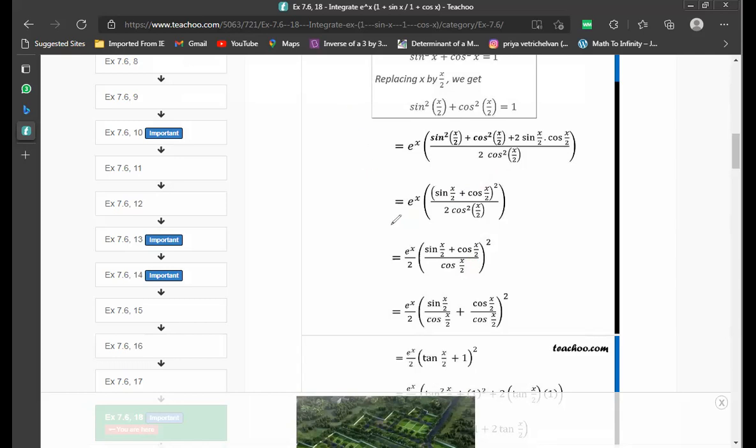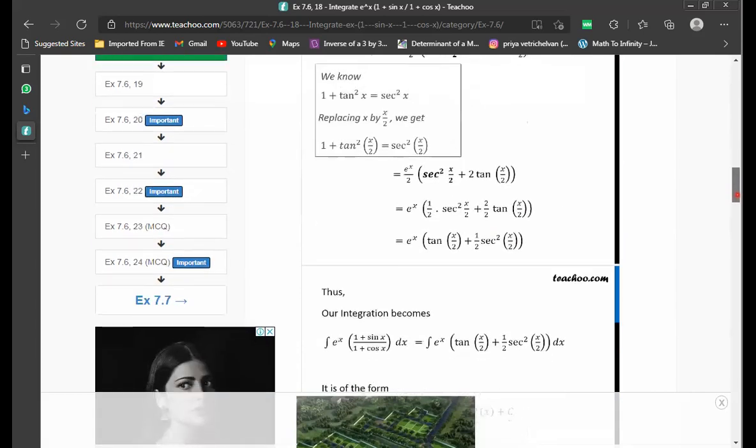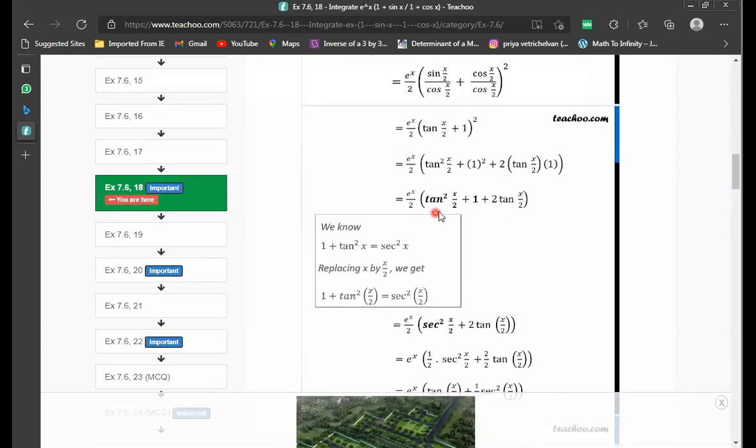They're taking the 2 outside, and for these, you have square in the numerator and denominator, so you can put the whole square. This cos x by 2 is common for these 2 terms. Split them. Sin x by 2 upon cos x by 2 can be written as tan x by 2. Cos x by 2 by cos x by 2 is 1. So again, they're using the a plus b the whole square formula. And we don't have any formula for tan square integration.